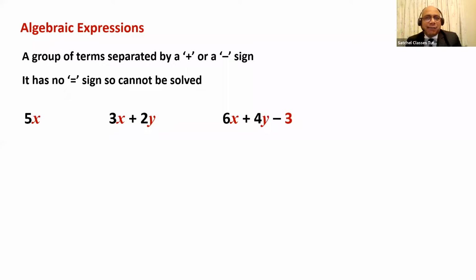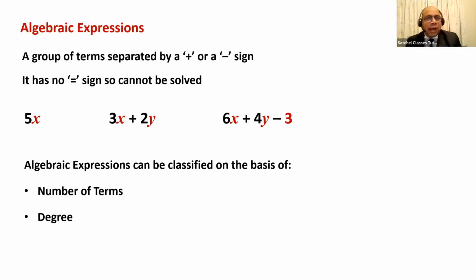So these are the examples of algebraic expressions: 5x, 3x plus 2y, 6x plus 4y minus 3. All of these are algebraic expressions. An algebraic expression can be classified on the basis of: 1. Number of terms, and 2. The degree. Now, what are each of these?